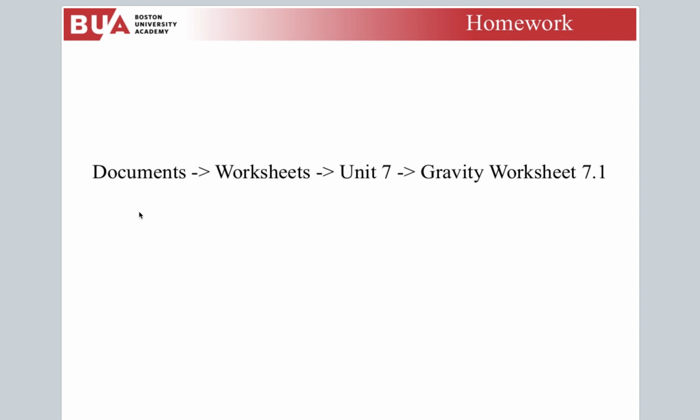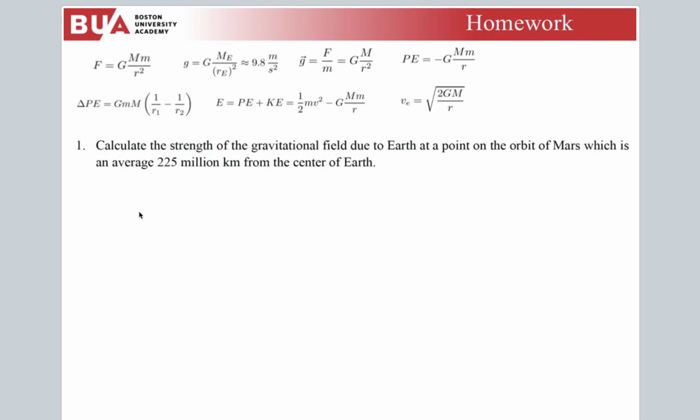Homework. We're going to go over Gravity Worksheet 7.1. So, I give you all the formulas you could potentially need here. Calculate the strength of the gravitational field due to Earth at a point on the orbit of Mars. So Mars is an average of 225 million kilometers from the center of the Earth. So first things first, let us convert that.